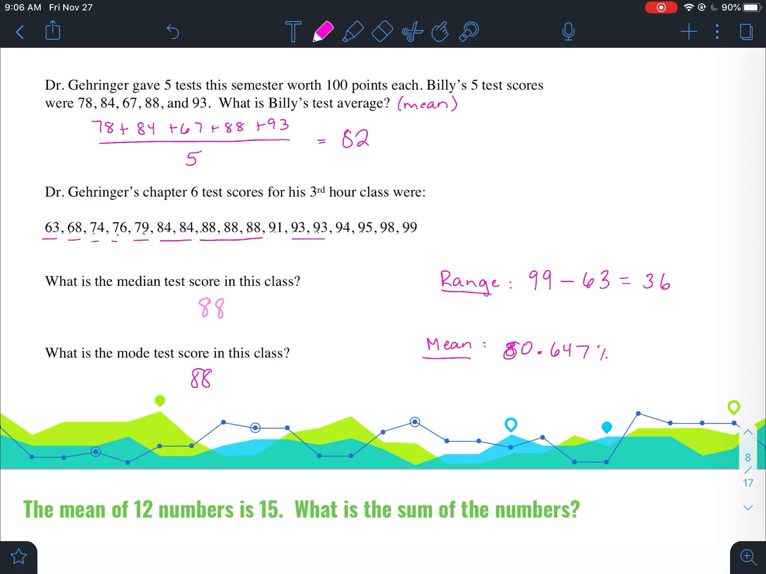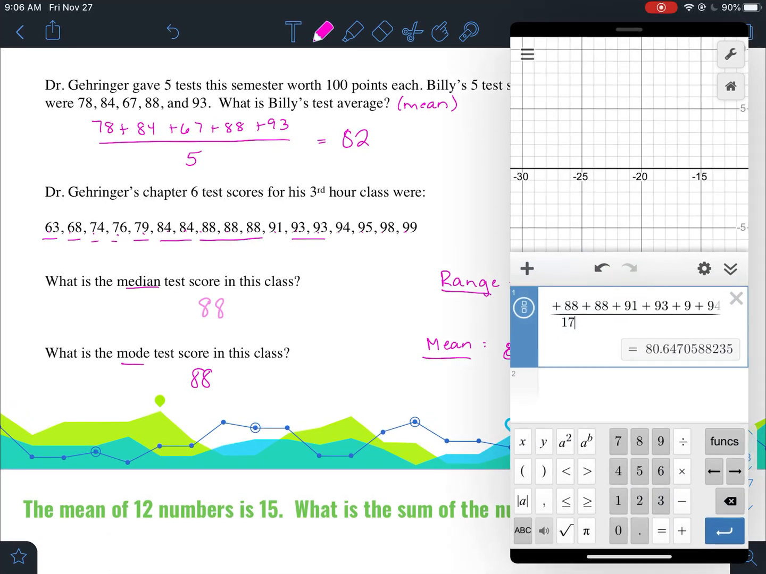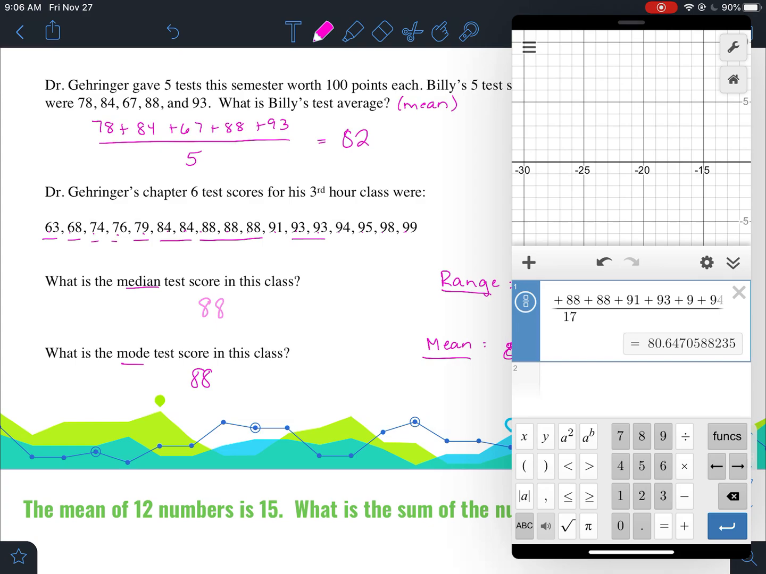80.647%. Now notice the mean, median, and mode are called your measures of central tendency. They're the numbers that show where the middle of the numbers tend to occur. I notice the mean and the mode agree with each other, both 88, but the mean was an 80.647%, which means that the lower scores are affecting the overall total more than the larger scores.